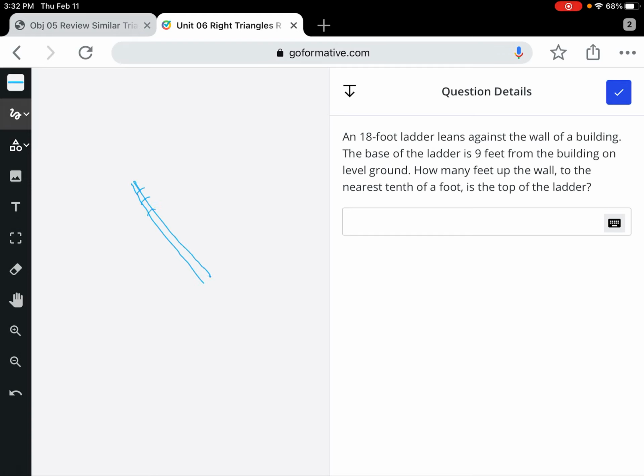An 18-foot ladder. Okay, so again, make sure your drawing is accurate, even if it looks goofy. Okay, I wouldn't climb on this ladder. It leans against the wall. The ladder itself is 18 feet. How many feet up the wall, oh wait, sorry, 9 feet from the building, sorry. Don't do that. All right, sorry about that, guys. The base is 9 feet from the building. There we go. How many feet up the wall to the nearest tenth of a foot is the top of the ladder?